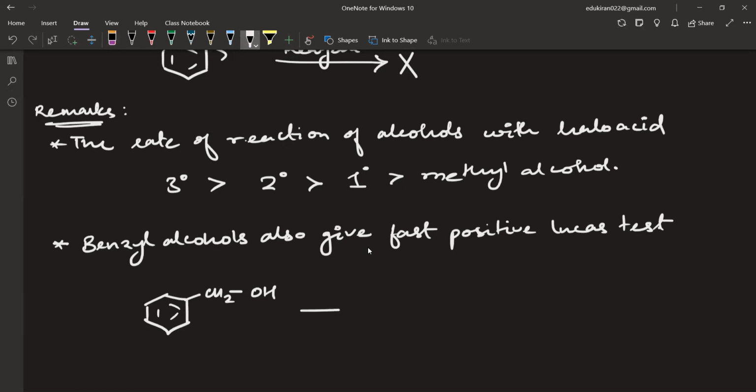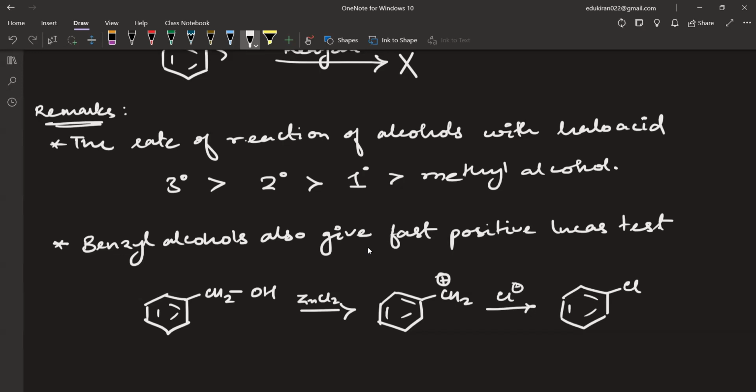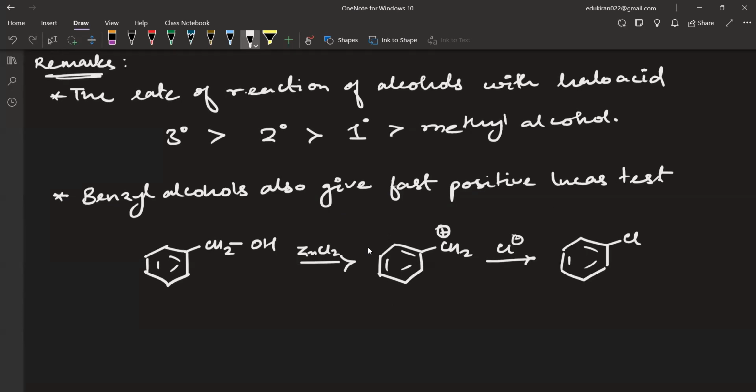Now, if I break this OH bond in the presence of ZnCl2, that is the work of ZnCl2, it abstracts the OH and you will get the carbocation, which is CH2 positive. As you can see, this is a very stable carbocation because it is resonance stabilized. Then easily chlorine will attack here and you will get the chloride. So even the benzyl alcohol, it is 1 degree, but it is still giving me a positive Lucas test.